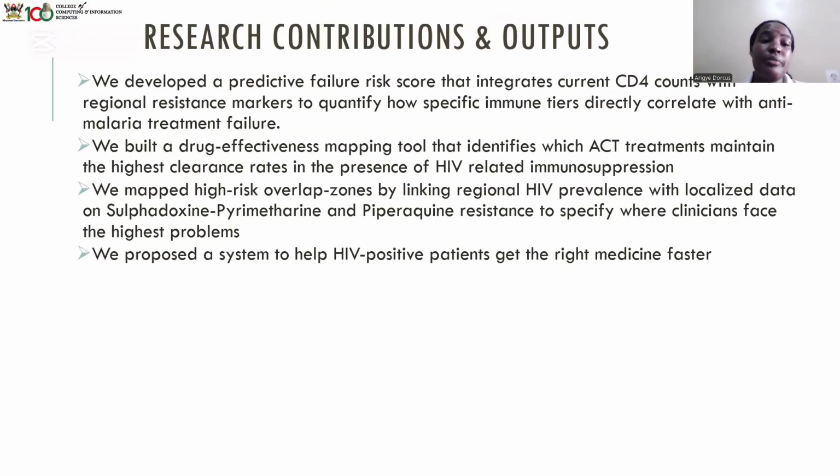This work produced 4 major contributions. First, we developed a predictive treatment failure risk score linking cluster of differentiation 4 levels with resistance indicators. Second, we designed a drug effectiveness mapping framework showing which artemisinin-based combination therapies maintain higher parasite clearance rates among human immunodeficiency virus positive patients. Third, we generated geographic risk maps combining HIV prevalence data with sulfadoxine-pyrimethamine and piperaquine resistance trends. Finally, we proposed a clinical decision support system intended to assist clinicians in selecting the most appropriate treatment option more effectively.